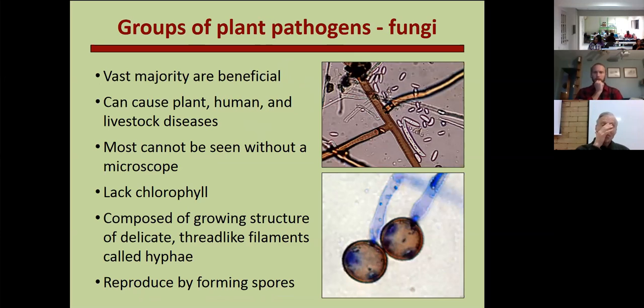So let's look at the different types of pathogens. Fungi are a very common pathogen. Most fungi are beneficial, but other fungi cause disease. It could be plant disease. Some cause human and livestock diseases. Most of the time you can't see a fungus without looking under a microscope. Sometimes you see fungus when it forms a mushroom. That's a fungus.